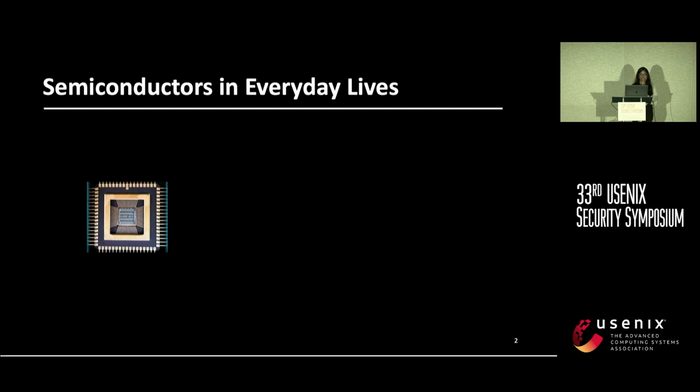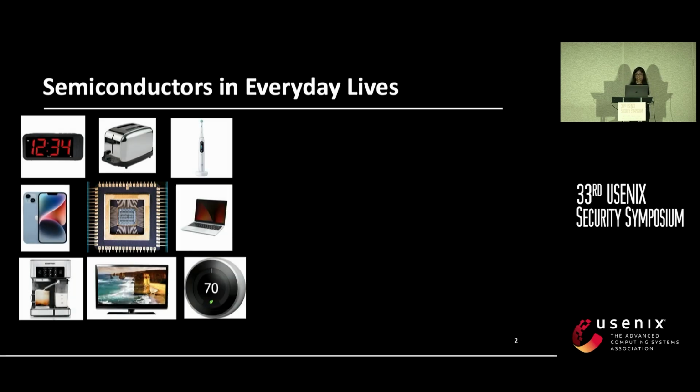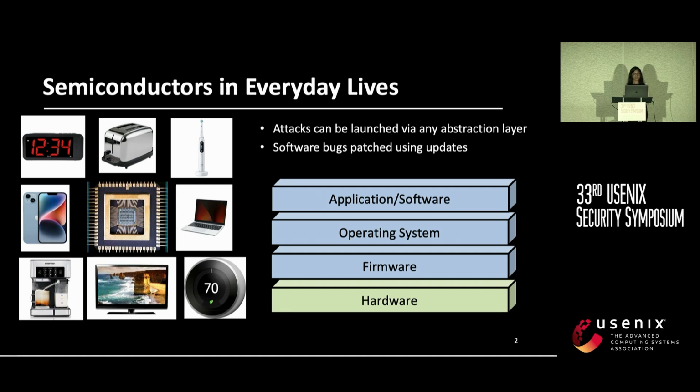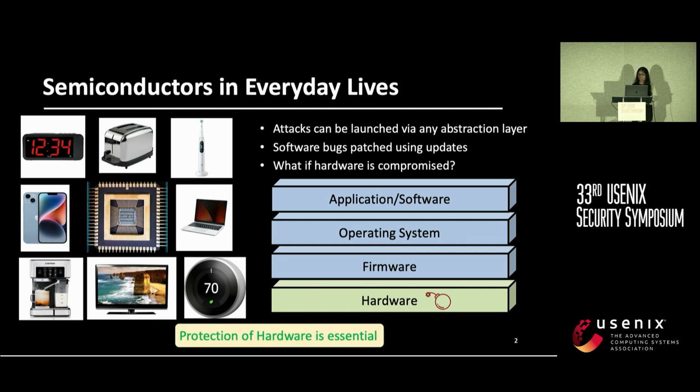Semiconductors are used in different aspects of our lives. Following is a generic overview of the abstraction layers of the chips. For a given chip, attacks could be launched via any abstraction layer. Software bugs can be patched using updates. What if the hardware is compromised? It is challenging to patch the hardware, unlike software. Thus, it is essential to protect the hardware against such attacks.